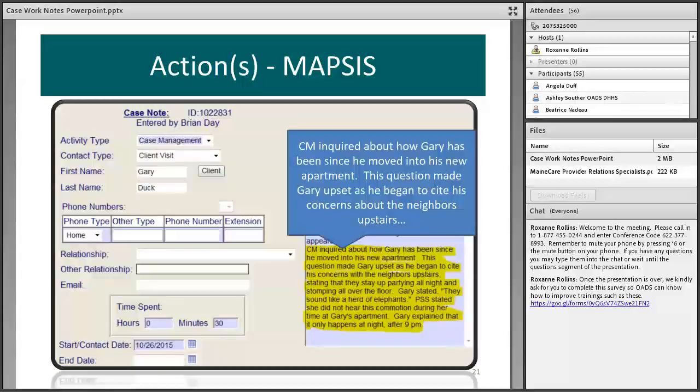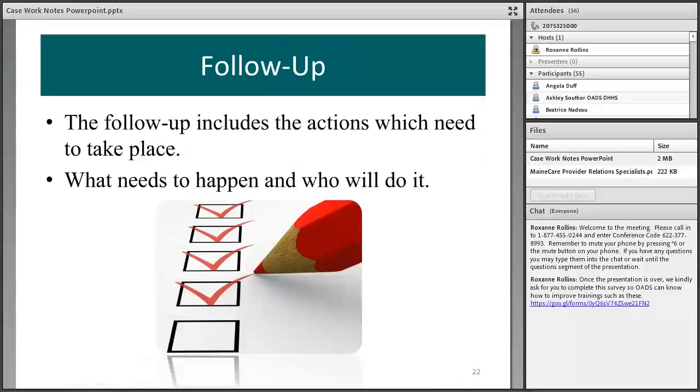In MAPSIS, the case manager visited Gary in his new apartment, asked how it was going, and he started to tell you about all the complaints about his neighbors upstairs, how they sounded. The PSS stated she had not heard that, so Gary says it only happens after 9. So he's told you what's going on, and you've gotten the information you can to that point. So your next step is going to be to follow up on these situations. So this will include actions that need to take place and who's going to do it. What's going to happen and who's going to do it.